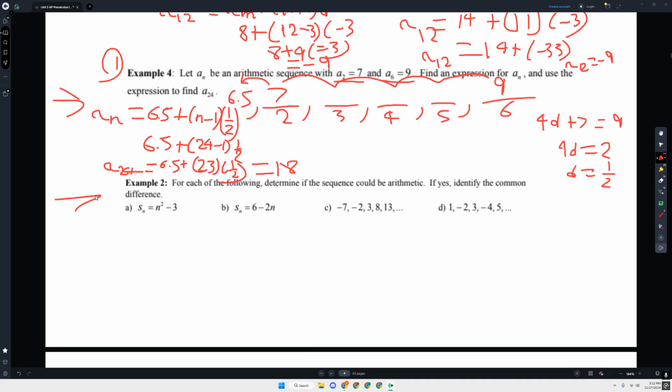So example 4, I will give around 2 minutes, so until 3:14 in my time, to determine if it's arithmetic, and if yes, identify the common difference. And remember to box your answers, so put a box on both sides of your answer.